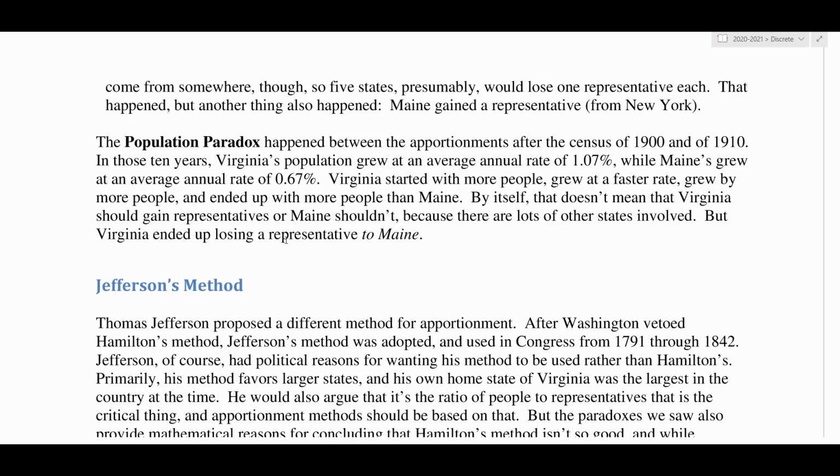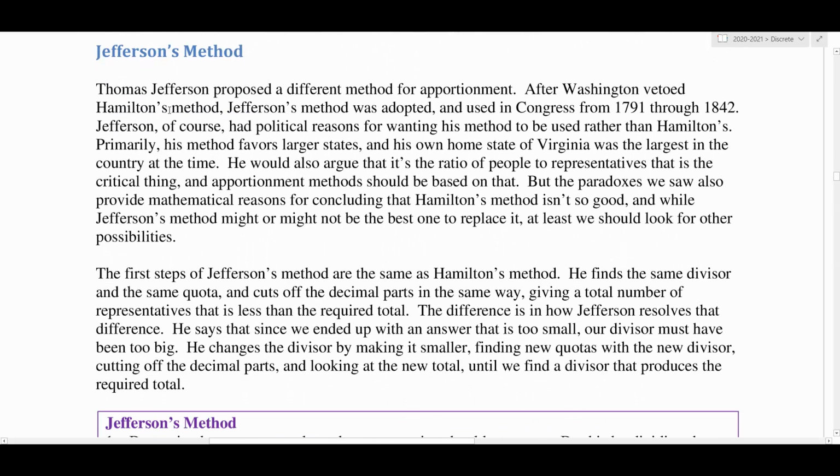Tomorrow we're going to take an in-depth look at each of those paradoxes, and I'm going to give you an example on a smaller scale of how those paradoxes occur. That way you can see the issue with the Hamilton method, and we'll have some nice examples laid out for you so you can see how those work. For now, just read through those in your notes, and tomorrow we will demonstrate each of those paradoxes. So for now, we're going to skip ahead to Jefferson's method.